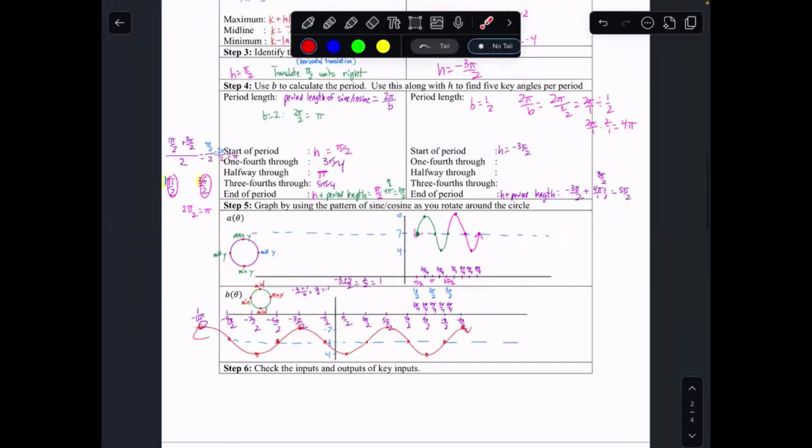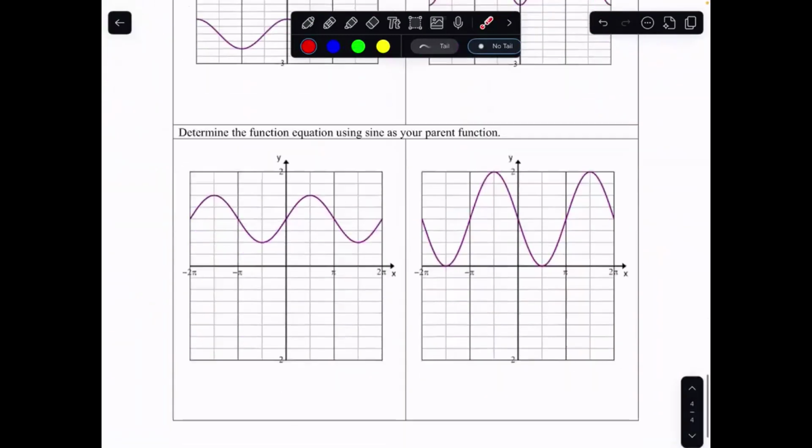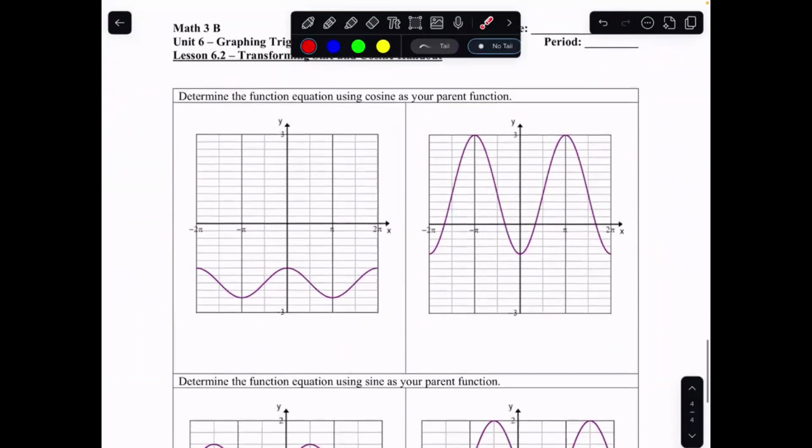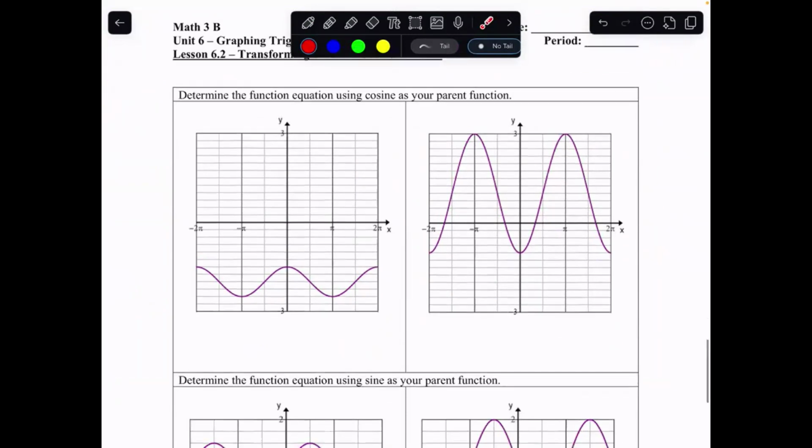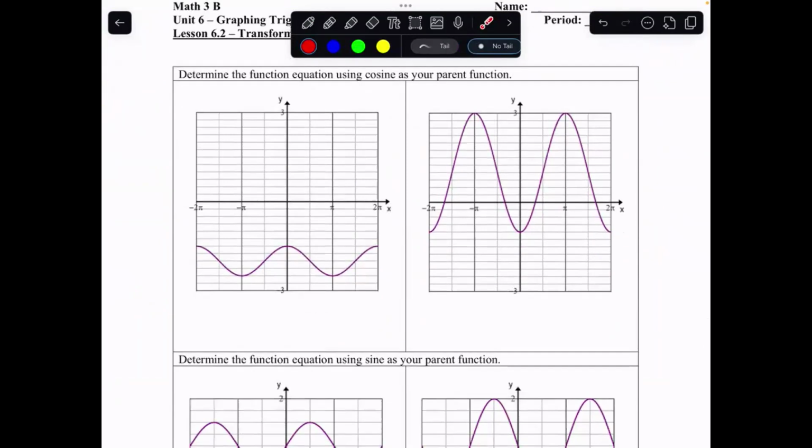Okay, so let's jump over to the last page. Okay, we can also go backwards. We can look at a completed graph and come up with the equation of it. Okay, so one thing that we need to understand here is that sine and cosine are just, well, let me not spoil it.